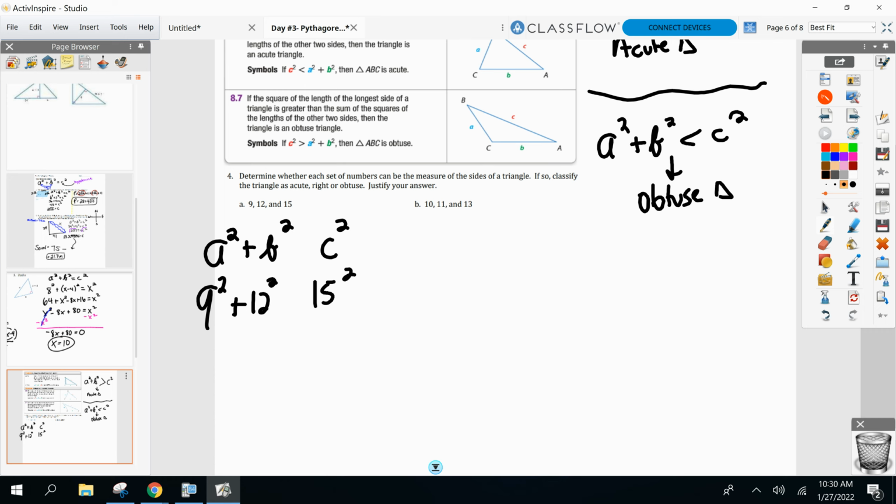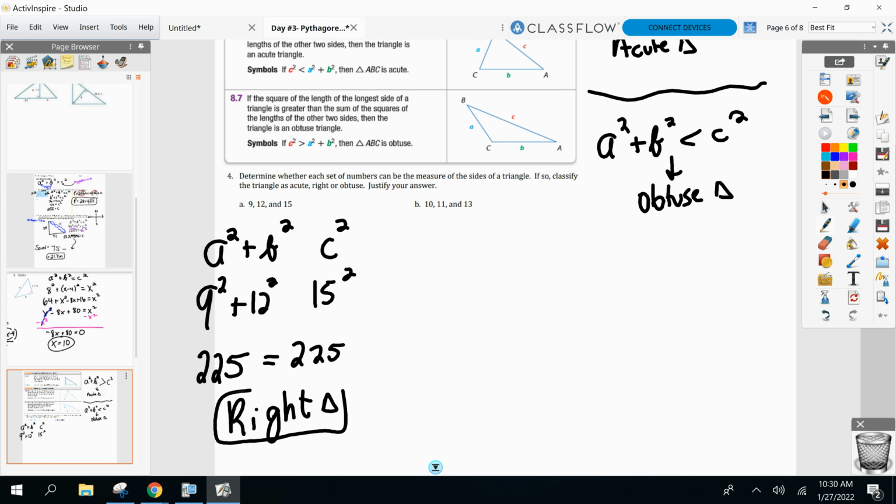So a squared and b squared came out to be 225 when you added them together. And 15 squared came out to be 225. Oh, if they're equal, that means it's a right triangle. Yep, this one, if you have sides 9, 12, and 15, it is a right triangle. Great use of Pythag.